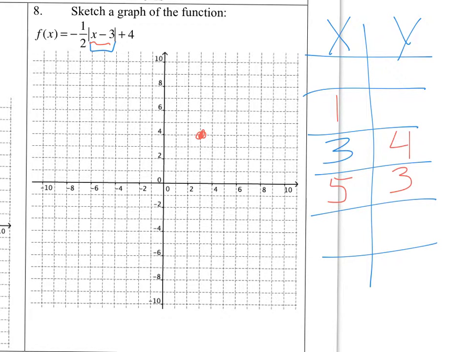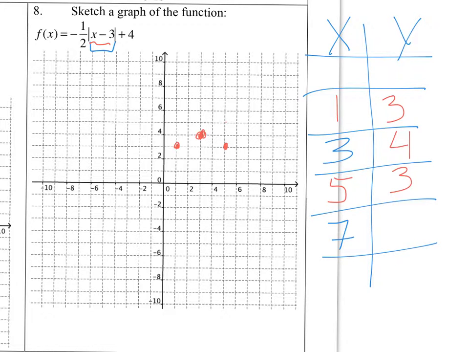If I go 1 minus 3, I get -2. Cool. Absolute value, positive 2. -1/2 times 2, -1 plus 4, 3. So we've got 2 points. Let's jump 2 more out to 7.